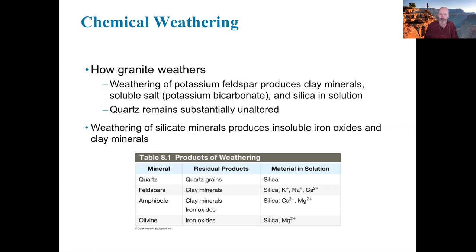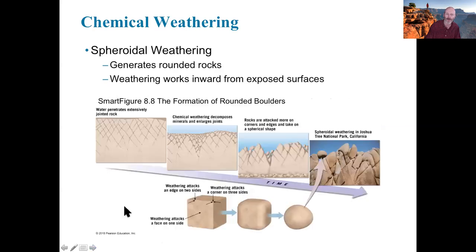So silicate minerals, anything with silicon, will end up being part of the weathering process as well. So when we're doing this, we can sometimes have what's called spheroidal weathering.